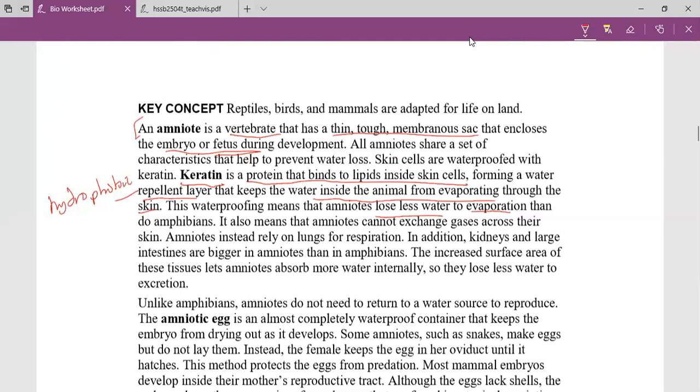So they only lose the ones which the body easily releases during exercises when you're sweating. Is that understood? So it also means that amniotes cannot exchange gases across the skin. Amniotes instead rely on lungs for respiration. In addition, kidneys and large intestines are bigger in amniotes than amphibians.